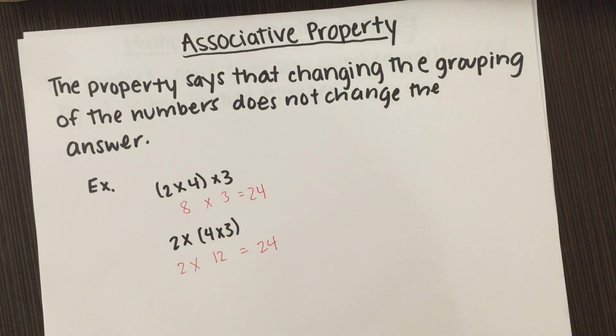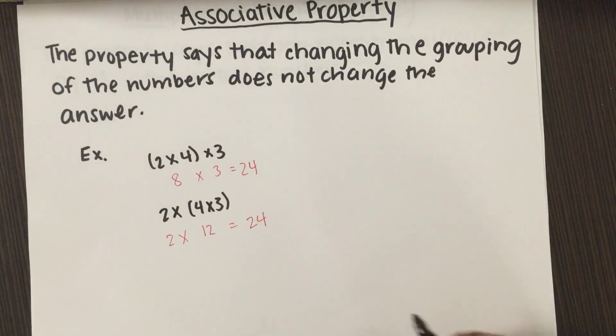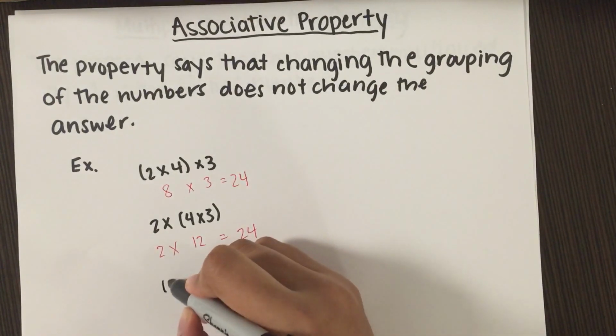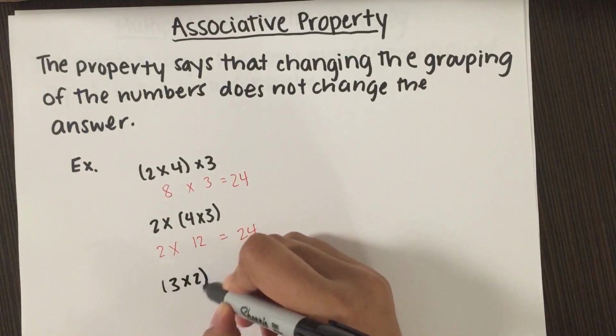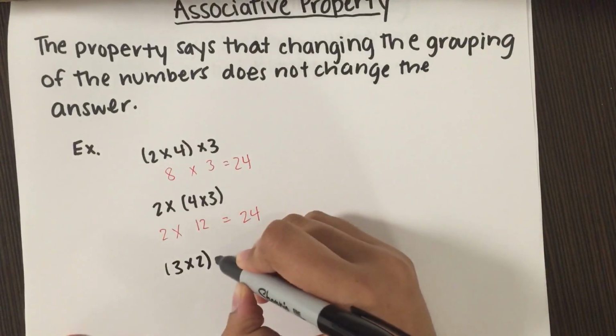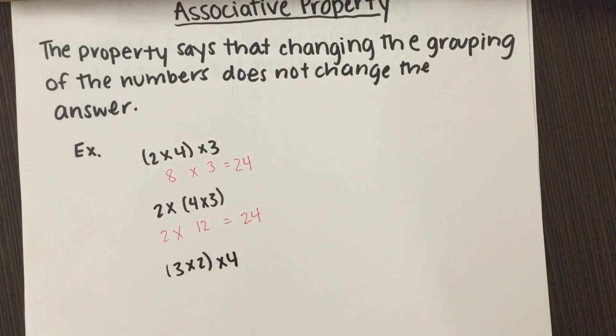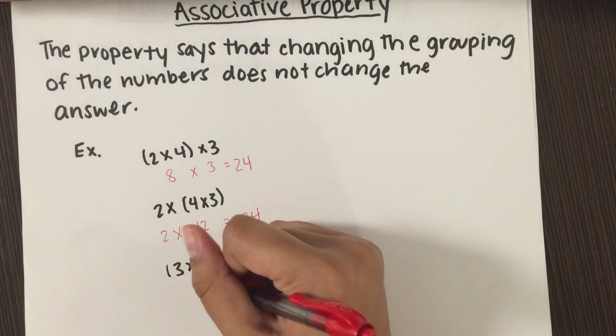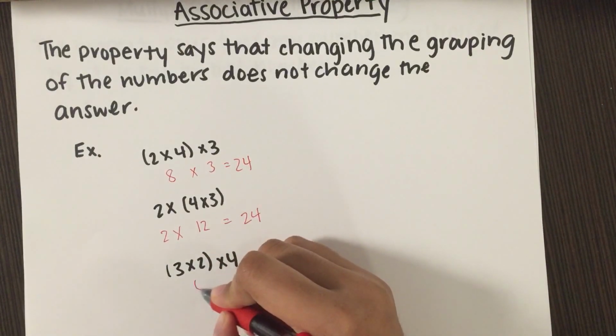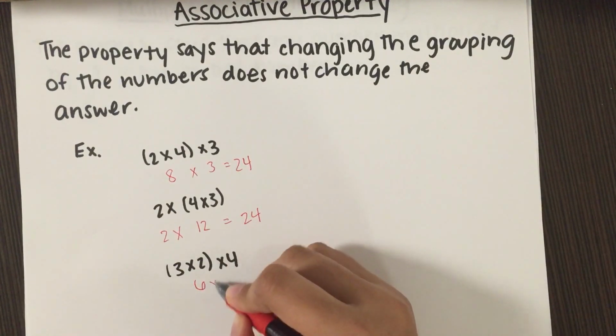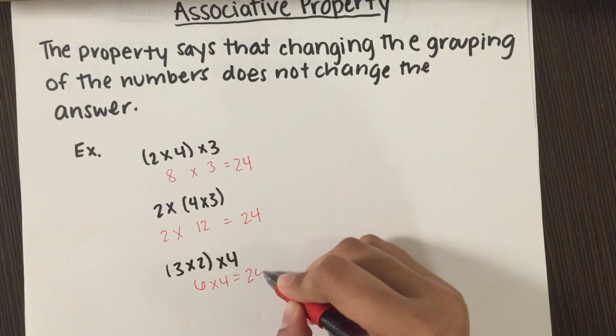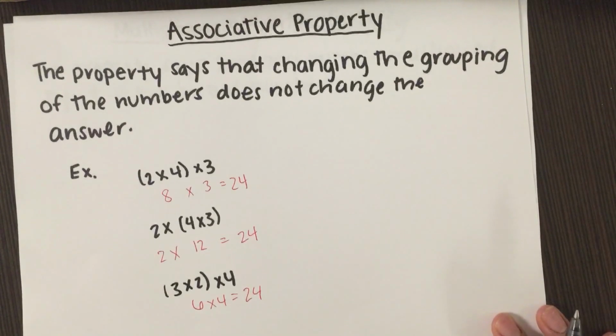Now let's try switching the numbers around one more time. Let's try 3 times 2 in parentheses times 4. So according to the associative property, we've changed the numbers around and they should equal the same answer as the original question. So let's try. 3 times 2 is equal to 6. 6 times 4 is again 24. This is how it works.